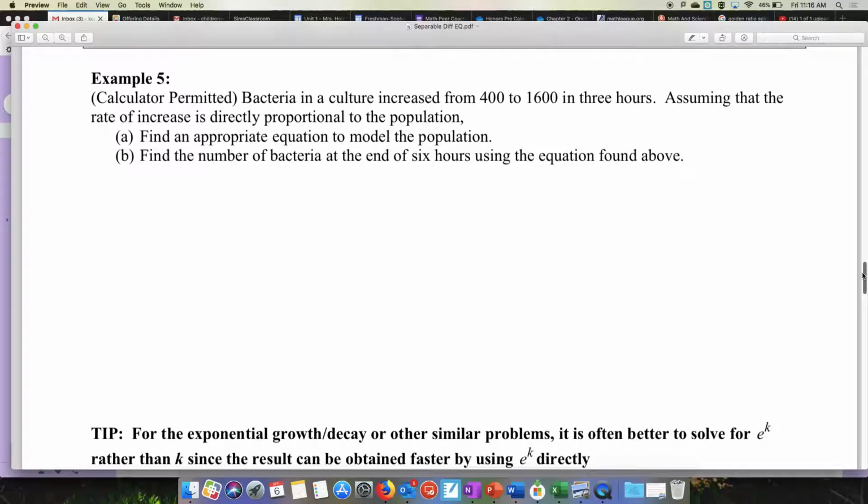Okay. So bacteria in a culture increased from 400 to 1600 in 3 hours. Just in case you wanted to write it down, I was giving you time. Find an appropriate model. Okay. Well, do we know the initial amount? Yep. What's the initial amount? 400.